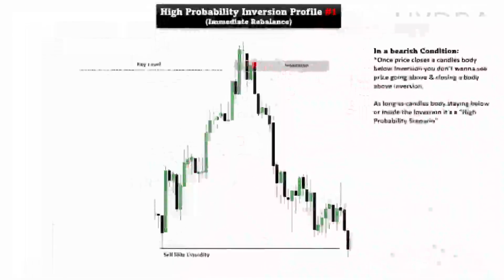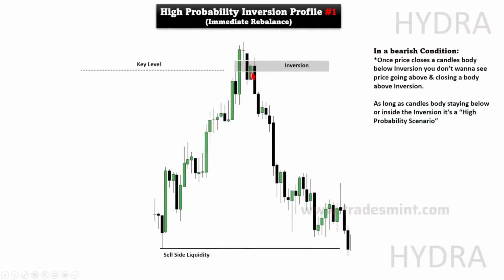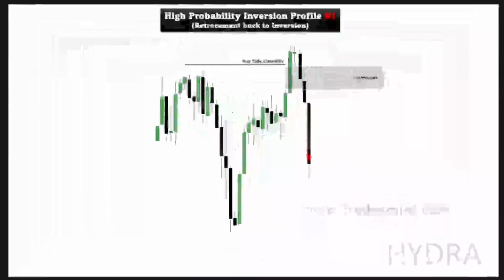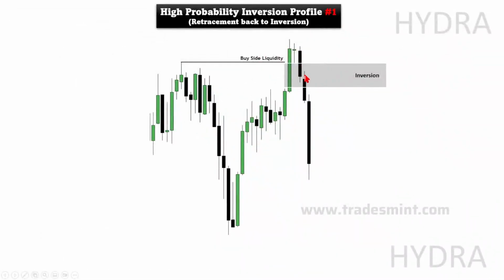Most of the time, okay folks, you will see price repeating this, but when price is doing this, you will be looking for this scenario. When price is not closing below the inversion with one single candle, you'll be looking for this scenario right here. When price closes the candle's body below the inversion with multiple candles, you will wait for a retracement.